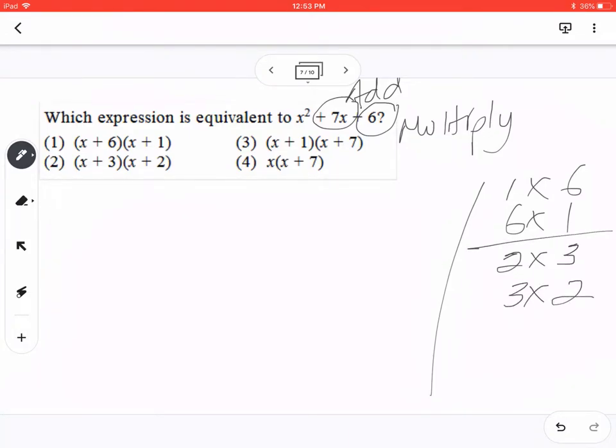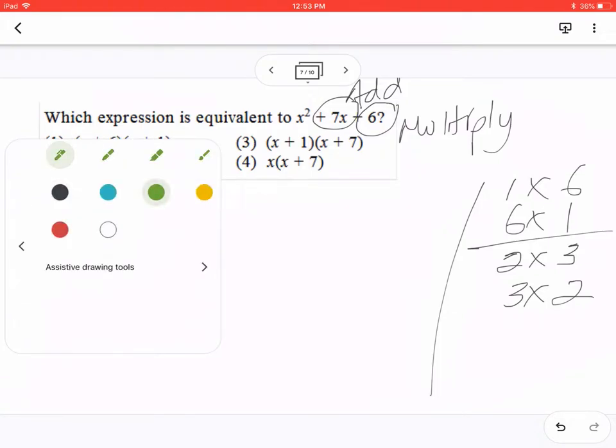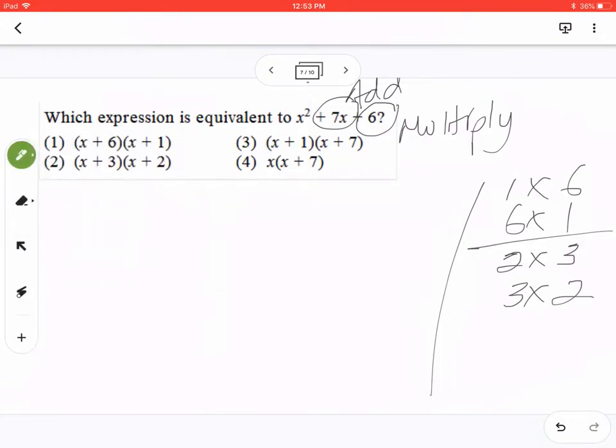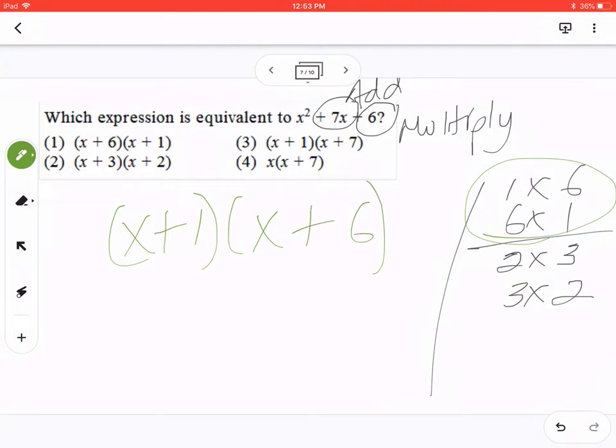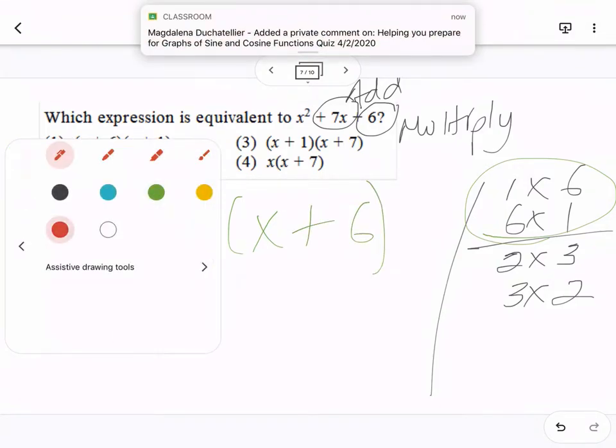Those are the factors of 6, and now you have to look at which of those pairs is also going to add to be a positive 7. These are the only options that would work. Therefore, we're going to use positive 1 and positive 6, which means that we're going to have x plus 1 and x plus 6. A way of checking your answer would be to go ahead and FOIL this out.